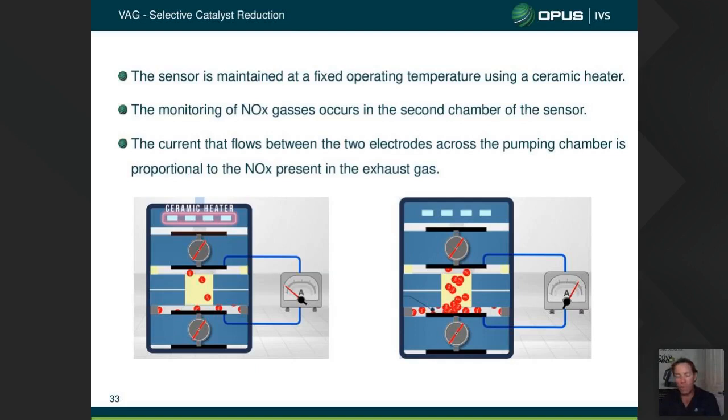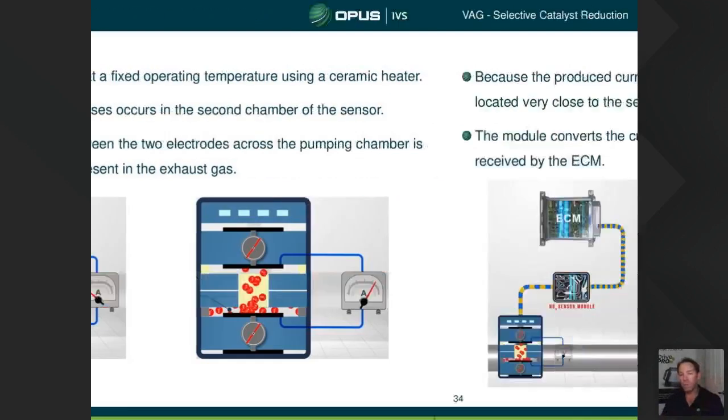If it takes lots of current to keep the cells balanced, then there's a high level of NOx. If there's a low current flow to keep the cells balanced, then the NOx is very low coming out the back. And we can monitor that in a scan tool.